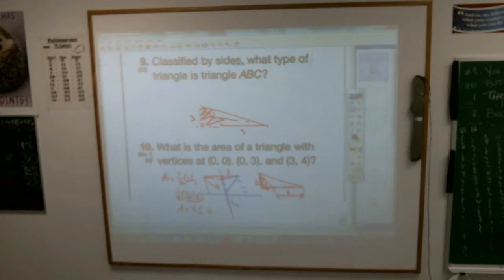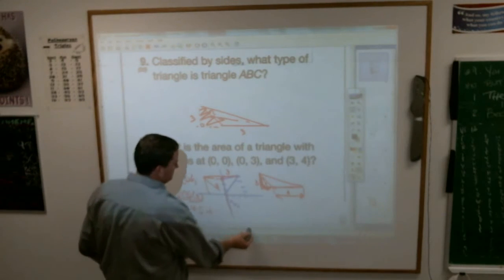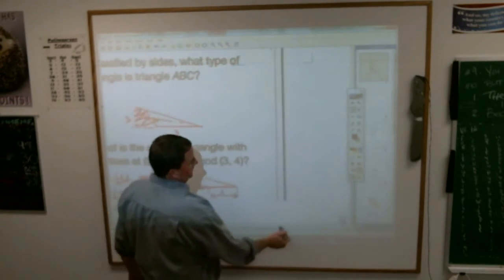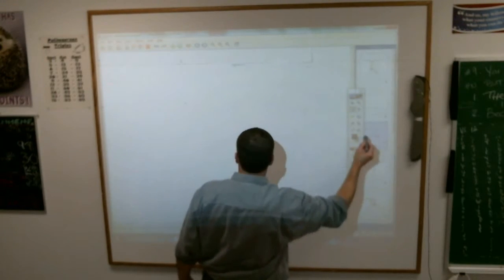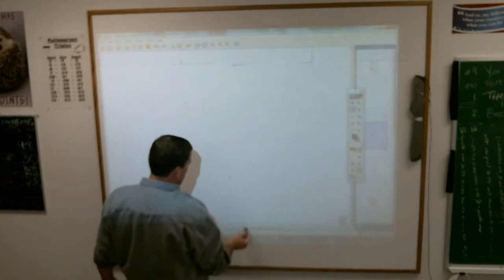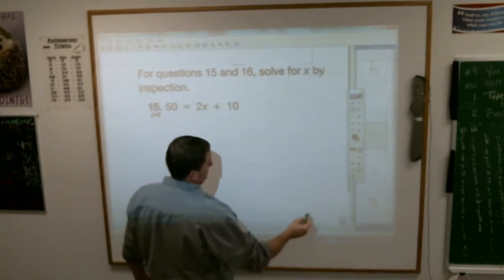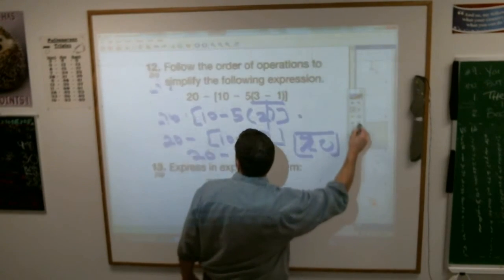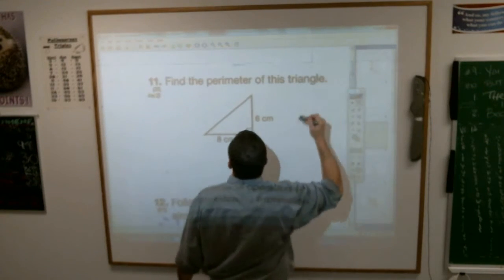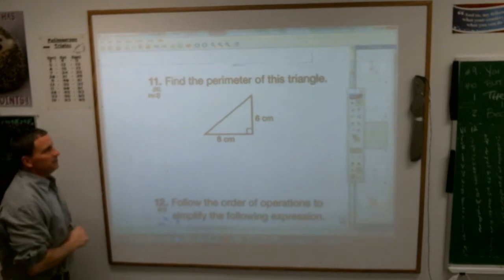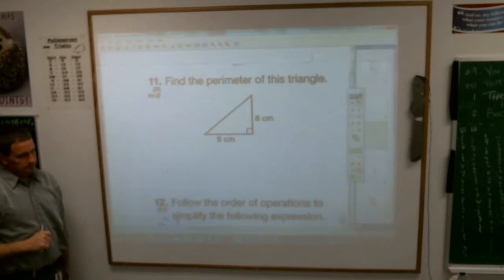Next, we might as well do 11, because it seems like it's in that same sort of category. Where's 11? Next page? 11 on the next page? Yes. Down here somewhere? No. Up top, up to the left. Oh, not another triangle. Find the perimeter of this triangle, children.